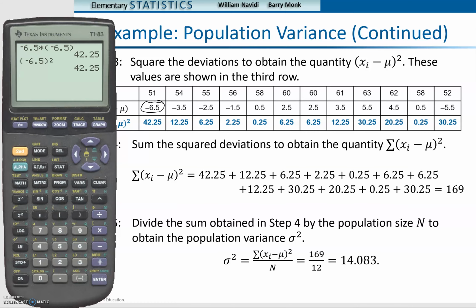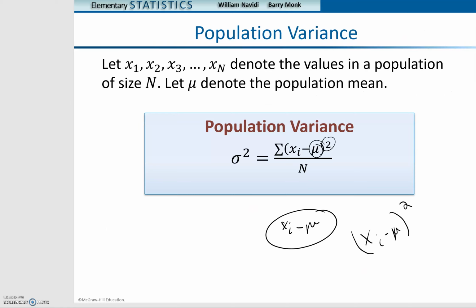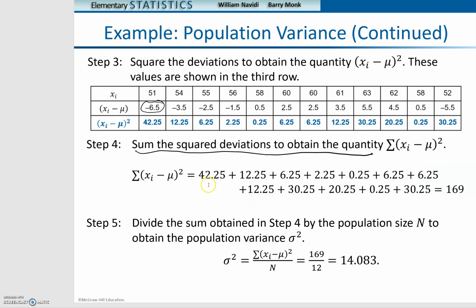All right, so the next thing they do is add them up. Why are they adding them up? Let's go back to our original formula, and that is found right here, the summation. It says add up all those numbers that you just squared. Notice the 42.25, that's the first one I squared, 12.25, second one, 6.25. I go through this whole blue list here, add them all up, and I get 169.